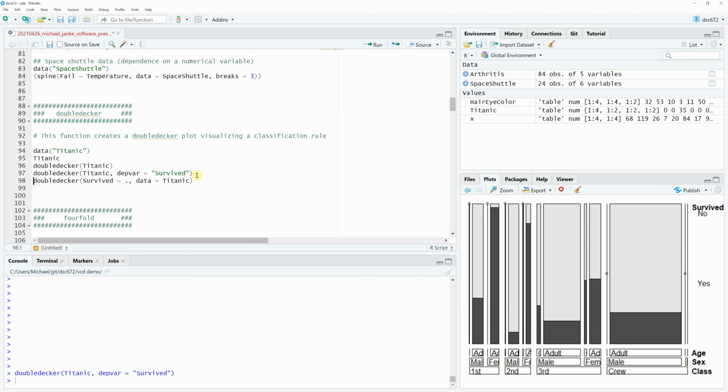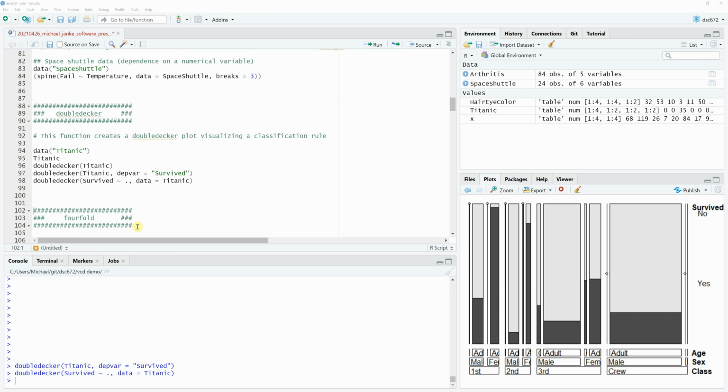These other lines here are additional ways that they just generate the same output, but you can define the dependent variable as survived, so that puts it at the top, or you can do it formulaically where you get survived here as your target and then all the other variables and define the data set. But as you can see from the plot on the right, there is no change to the output.